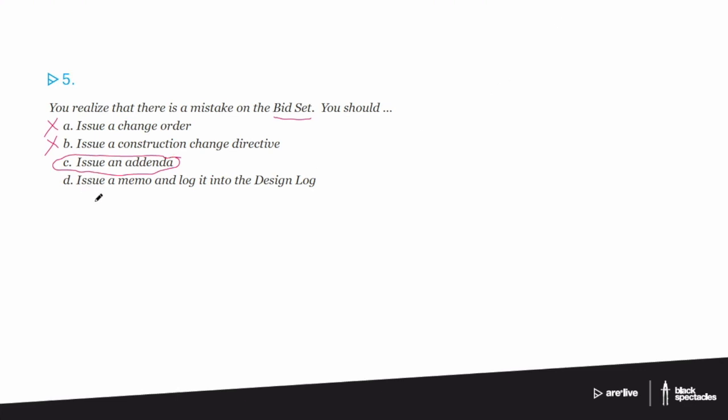And then D is kind of interesting: issue a memo and log it into the design log. That would probably also happen. It's just a secondary issue, to keep track of any of the design issues and to keep potential litigation issues down the road at bay. That's something you would do with really any change that comes up, keeping track of it with a date and all of that when the issue came up. But the key thing here is that bid sets have addendas. Once you have a contract, they have changes. They have change orders.